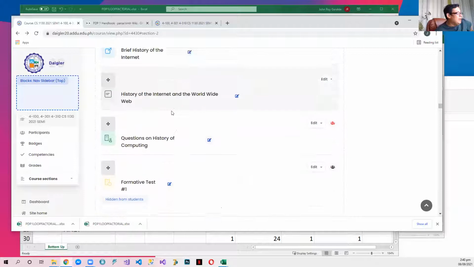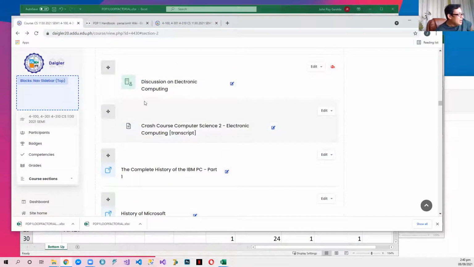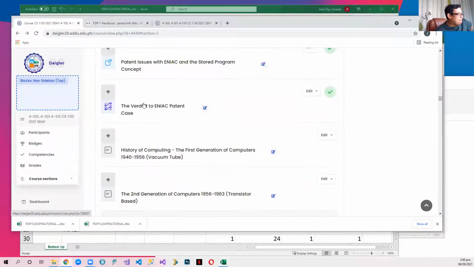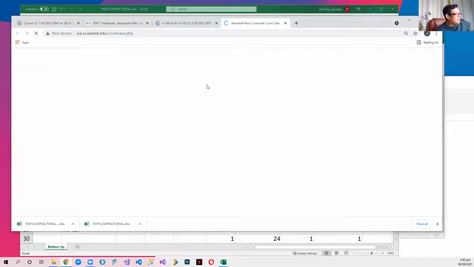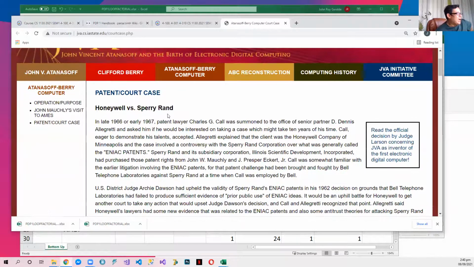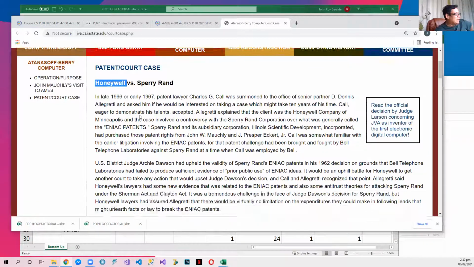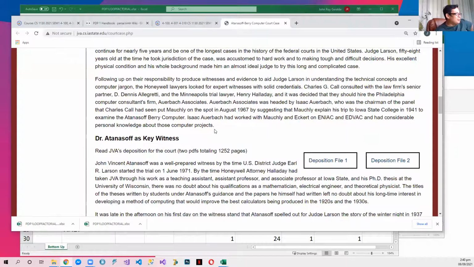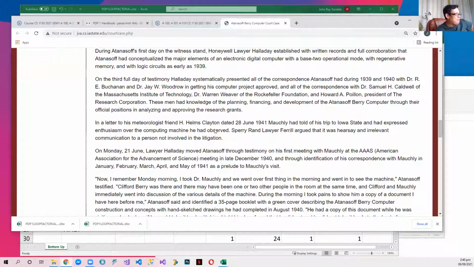Here's the actual verdict, by a circuit court: Honeywell versus Sperry Rand. Honeywell later, by the way, became the branch with Atanasoff. Okay. So they were interviewed. This is actually what happened.